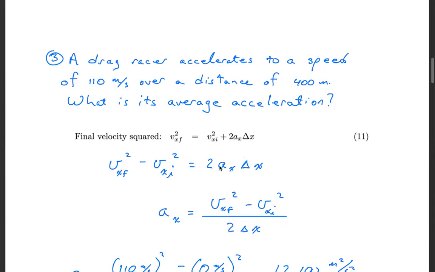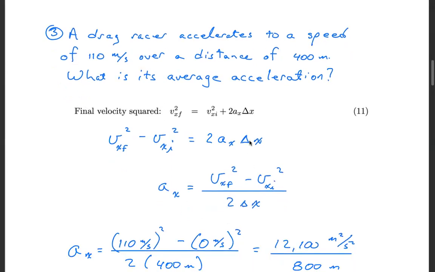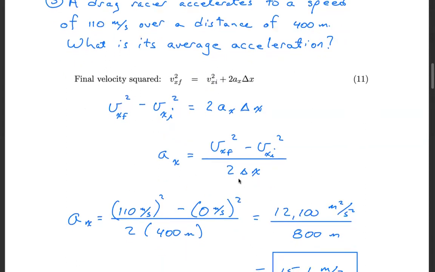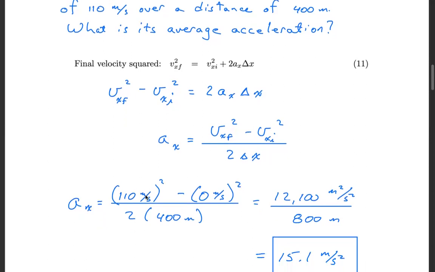So we want to isolate the acceleration. So we subtract V initial squared from both sides, and we're left with V final squared minus V initial squared is equal to twice the acceleration times the displacement. Now we divide both sides by twice the displacement. We isolate the AX. The acceleration is equal to the V final squared minus V initial squared divided by twice the displacement, 2 times delta X. And let's plug in the numbers.